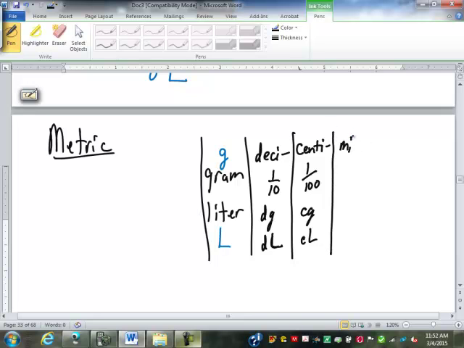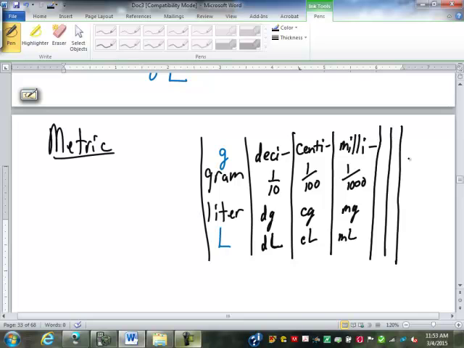And then the prefix milli means 1/1000th. So mg would be milligram, which is 1/1,000th of a gram. ml would be milliliter, 1/1,000th of a liter. From there, we do have smaller prefixes we use, but we don't go every 10 anymore. Instead of going 10, 100, 1,000, 10,000, we skip from 1,000 up to 1,000,000. So I'm just going to leave 2 little blank spots there. 1/1,000,000th is micro.